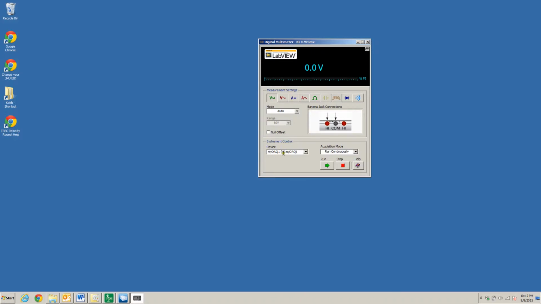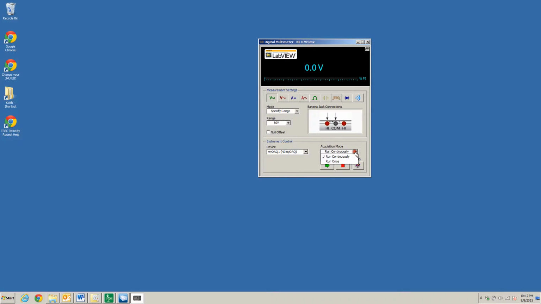If we come down here to instrument control, you're going to be using the NI MyDAQ that shows up. If you have, for some reason, a bunch of National Instruments devices connected, you may see a list of different devices that you could use. But if this is your first foray into using data acquisition equipment and the National Instruments equipment, I'm guessing that you'll only have that as the only selection.